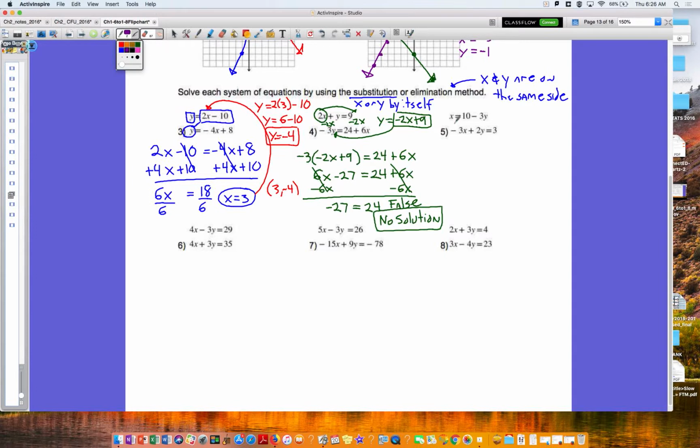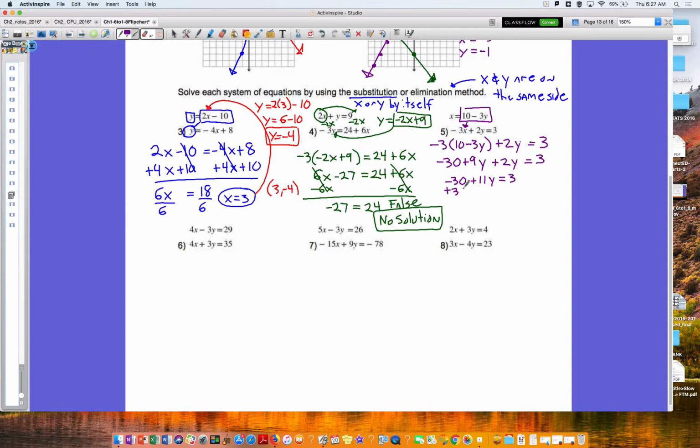All right, let's look at number 5 here. Number 5 is really nice because x is all by itself. So again, I'm using the substitution method, so I'm going to plug x in there. As I do, I get negative 3 parentheses 10 minus 3y plus the 2y equals 3. So negative 30 plus 9y. Make sure you're distributing the negative 3, plus 2y equals 3. As I combine like terms, I get negative 30 plus 11y equals 3.